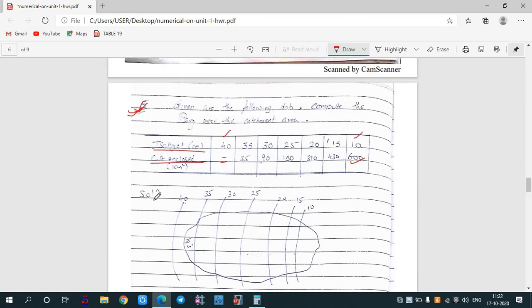So in this, we have to draw a catchment area. After that, we'll try to draw the isohyetals. The first isohyetal is 40. As you can see, it has been drawn over here as 40. The second one is 35, then 30, then 25, then 20, then 15, and 10.